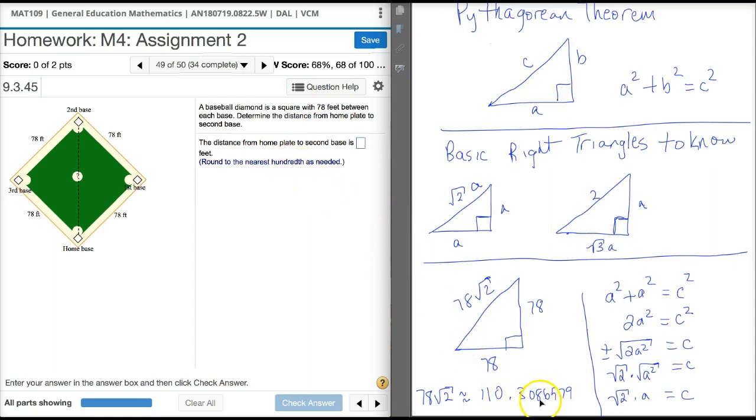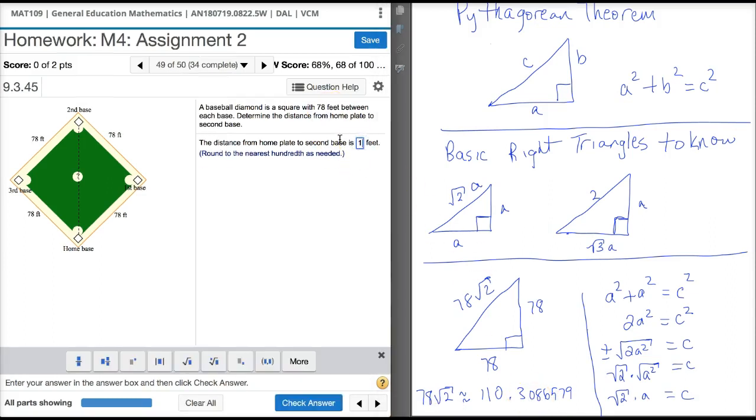So this is the second decimal place. We look at the third, and since this is 5 or higher, then this needs to move up to a 1. So here this would be 110.31 feet.